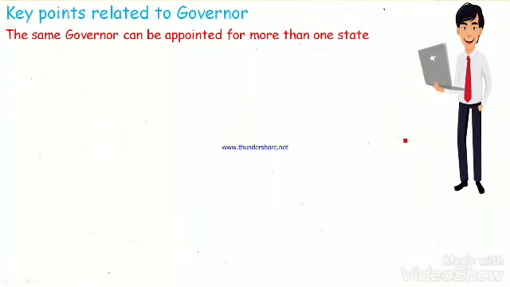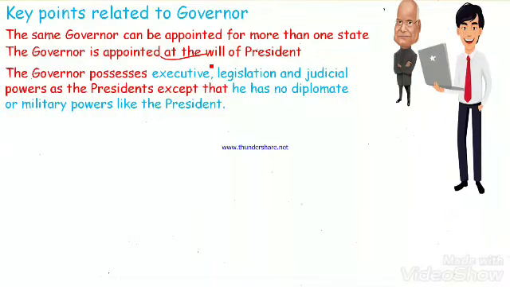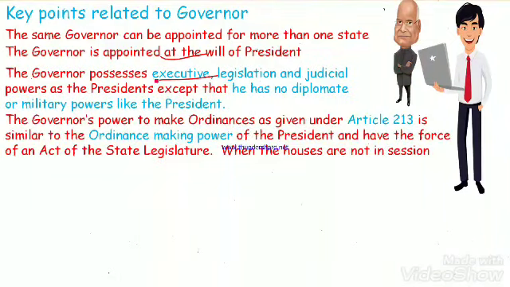The same governor can be appointed for more than one state. The governor is appointed at the will of the president. The governor possesses executive, legislative and judicial powers same as the president, except that he has no diplomatic or military powers like a president. The governor's power to make ordinances is given under Article 213.